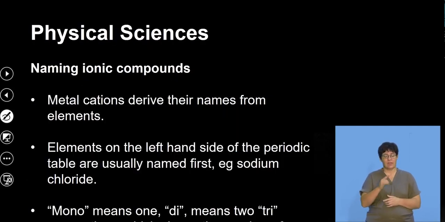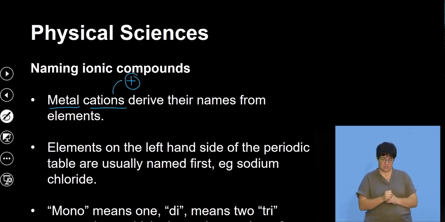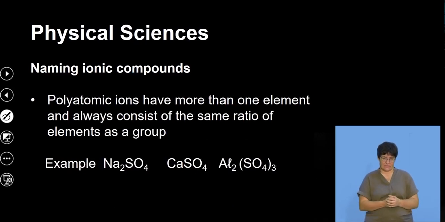Okay, and then in naming ionic compounds, these are some of the rules. The metal cation is derived from some element. Elements on the left-hand side identify the metals. So these metals, in most cases, form cations, which are positive. When we name these compounds, we start with the cation followed by the anion. In some cases, there will be terms like mono, meaning 1, di, meaning 2, tri, meaning 3, and so on. So these are some of the common features in naming substances.